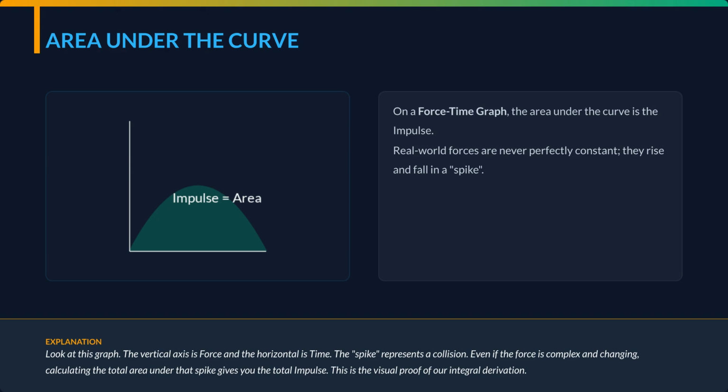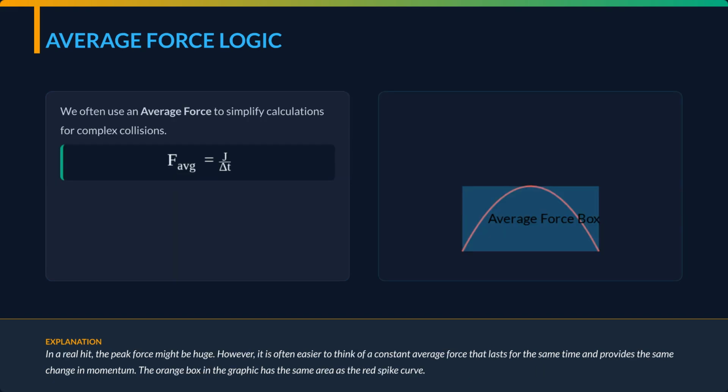Real-world forces are not constant during a collision, rising and falling in a spike. Calculating the total area under this spike gives you the total impulse. We often use the concept of an average force to simplify calculations for complex collisions. The average force is constant over the collision time and produces the same total impulse as the actual varying force profile.